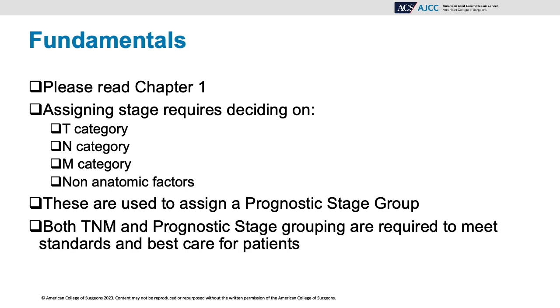I'd implore you to read Chapter 1. Chapter 1 really gives great information about how to use the staging system and what all these terms actually mean. Assigning stage requires deciding on the T category, the N category, the M category, and non-anatomic factors, and these other non-anatomic factors are used to assign prognostic stage groups. Both TNM and prognostic stage grouping are required to meet standards and provide the best care for our patients.